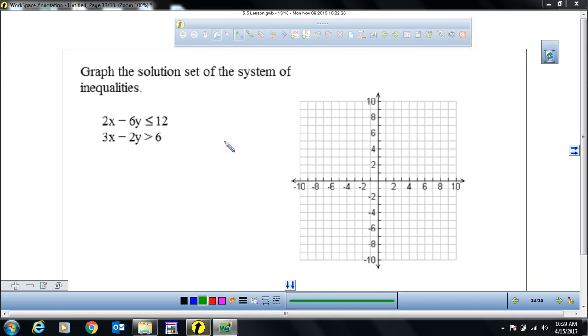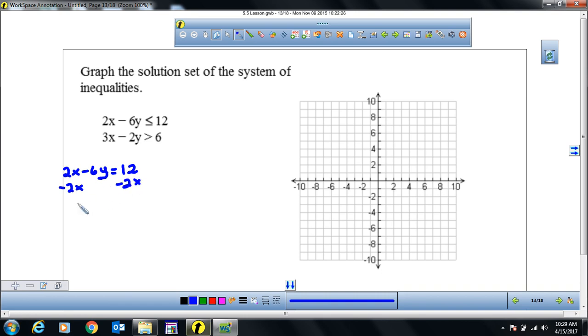Okay, so first of all, these two equations, you notice that both of them are lines. So what we need to do for the lines, first thing is that we need to change that to an equal sign, and we need to put them in y equals mx plus b form. So that means that I need to solve for y. So move the 2x over right here. So that gives me negative 6y equals negative 2x plus 12.